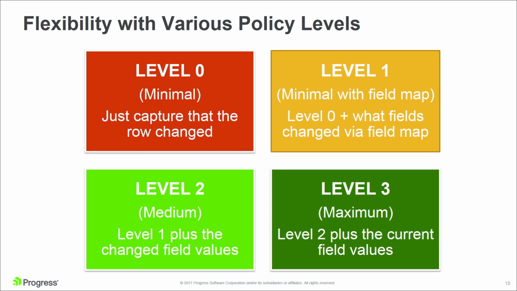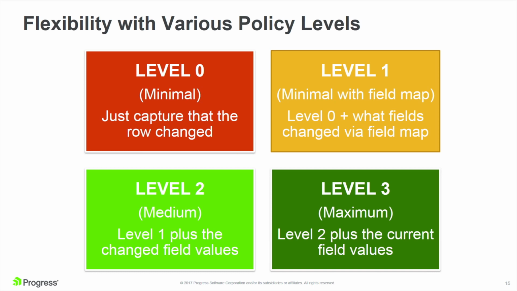Level 1 is really level 0. These all build on top of each other. And level 1 also includes a field map of what fields changed. We don't capture the actual data that changed, but we do capture that the customer name and the discount changed, so that you know which fields changed when you go back to that level 0 and level 1.